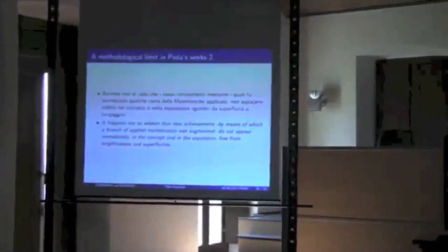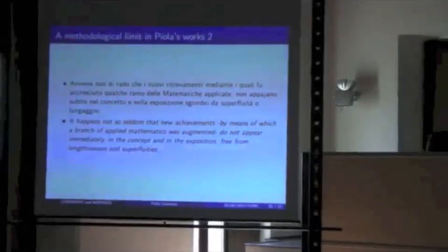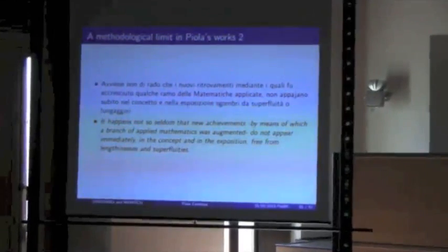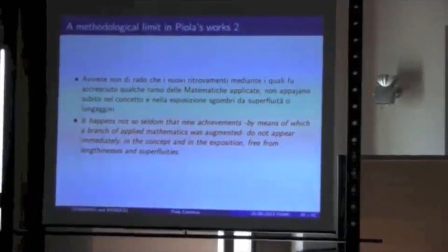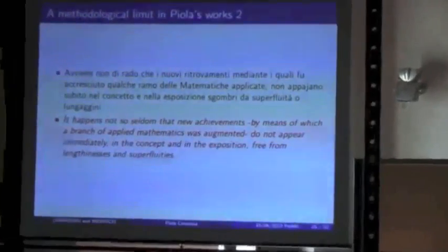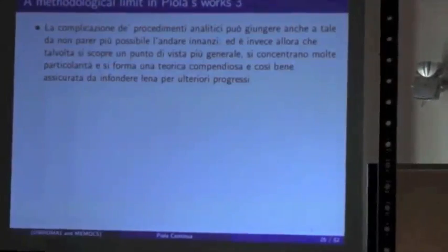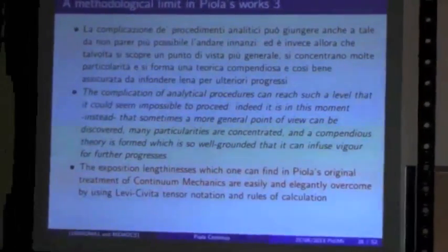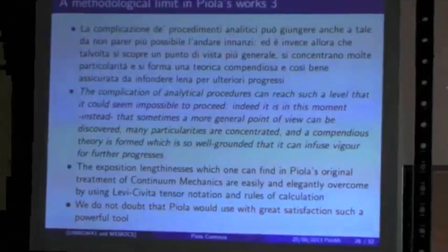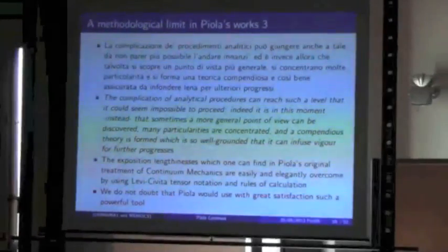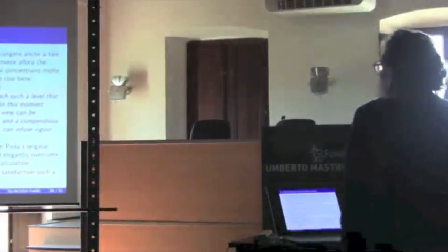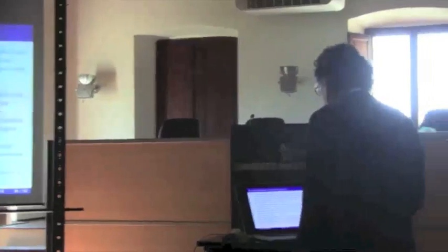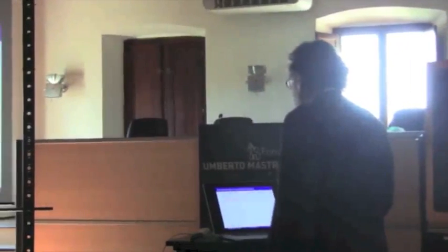He writes somewhere, it happens not so seldom that new achievements by means of which a branch of applied mathematics was augmented do not appear immediately in the concept and the exposition free from lengthiness and superfluities. Okay. Poisson attacked Piola violently, telling that his calculations were too long for being reliable. Okay? So I believe that Piola would use tensor calculus.